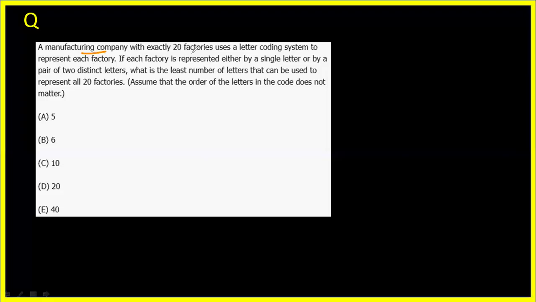A manufacturing company with exactly 20 factories uses a letter coding system to represent each factory. If each factory is represented either by a single letter or by a pair of two distinct letters, what is the least number of letters that can be used to represent all 20 factories, assuming that order of the letters does not matter? Okay. So if you understand there are 20 factories, right?